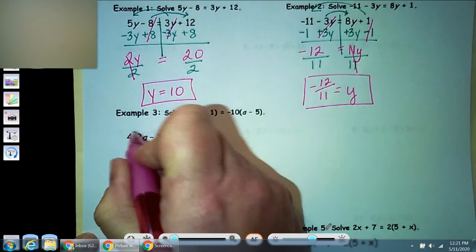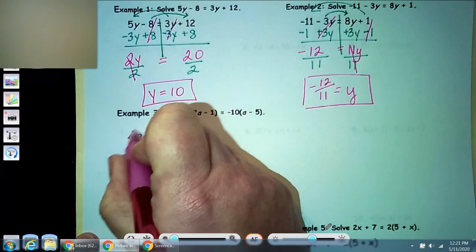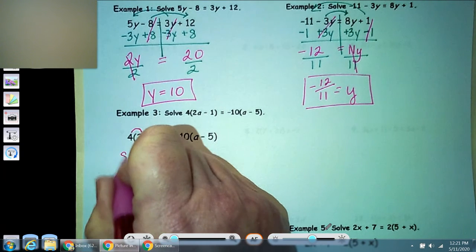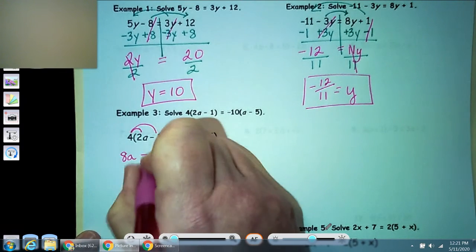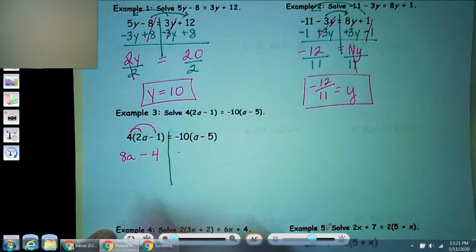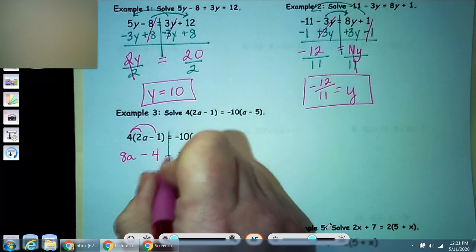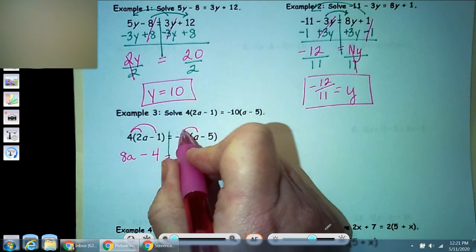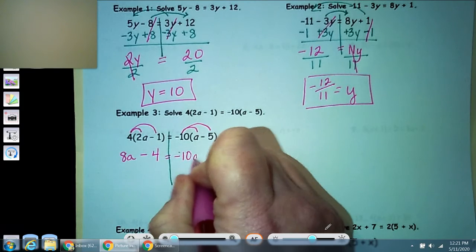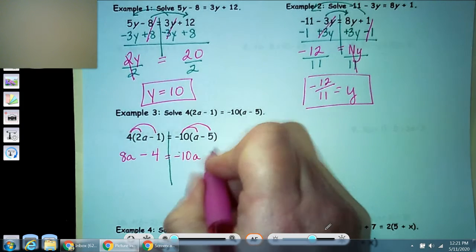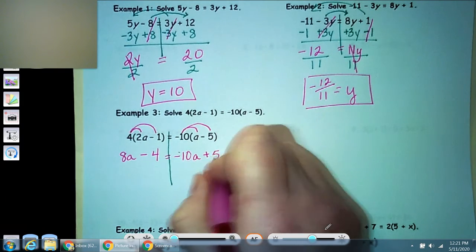So I'm going to start by distributing the 4. 4 times 2a is 8a, and 4 times negative 1 is minus 4. So I have 8a minus 4 equals, now I'm going to distribute my negative 10. This is negative 10a. Negative 10 times negative 5 is plus 50.